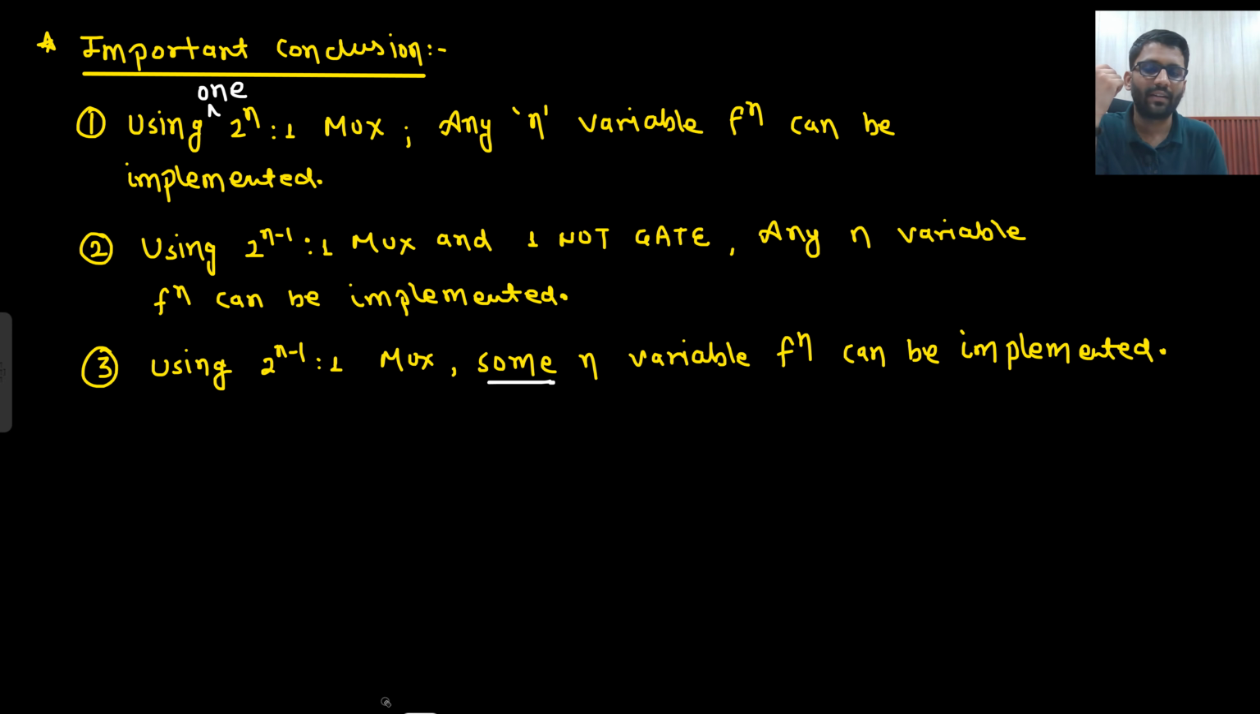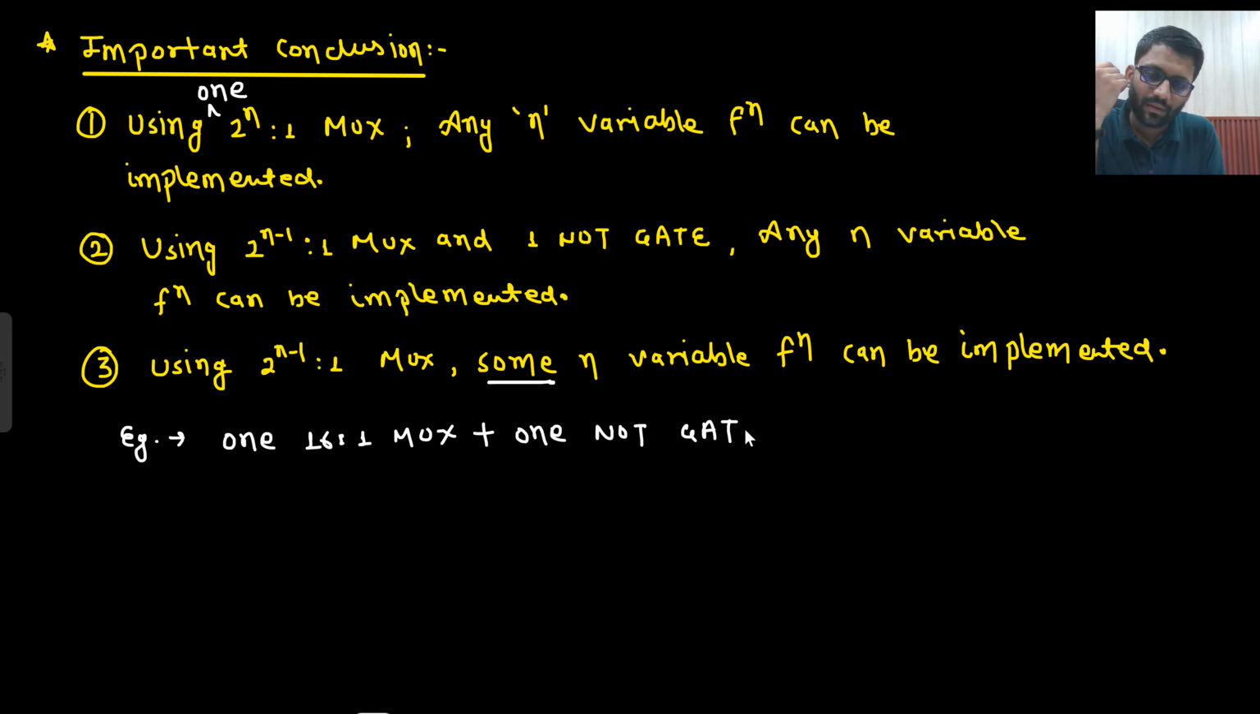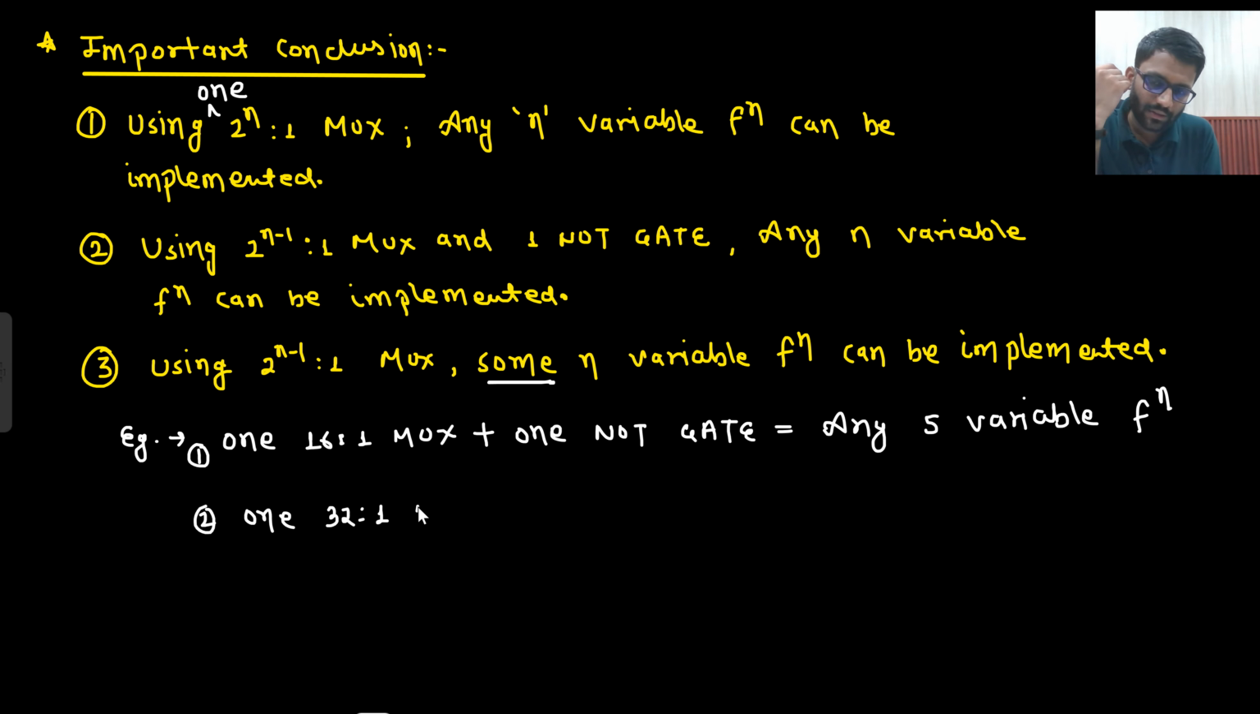So in the example I will write just an example. A 16:1 mux plus 1 NOT gate is equal to any 5 variable function. This is the first one. Second, a 32:1 mux is equal to any 5 variable function.